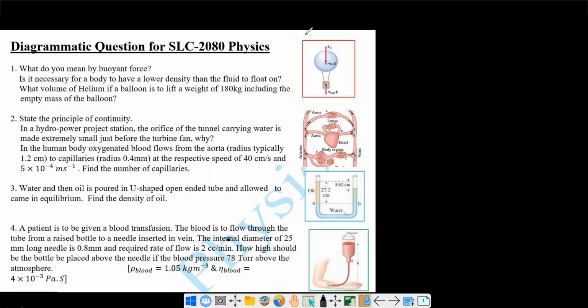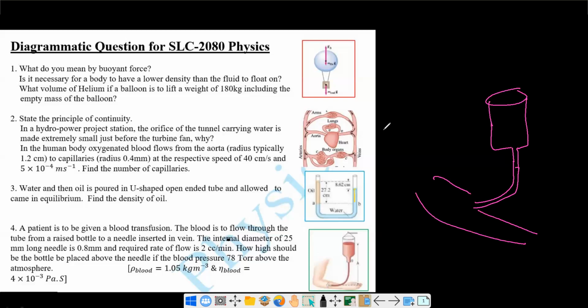This is very important to understand. Suppose here is blood, and if you want to transfuse it inside your body, you should remember one thing: suppose this is your hand, and this is your vein. The pressure of this blood has to be more than the blood pressure here in the vein. Okay, if the pressure here is not greater, this pressure cannot push the blood inside. That's why the pressure in here has to be more in comparison to that of the pressure in here.